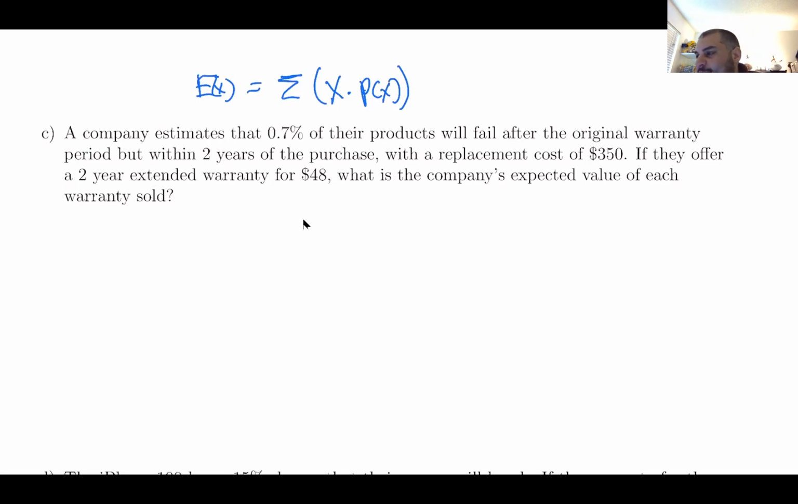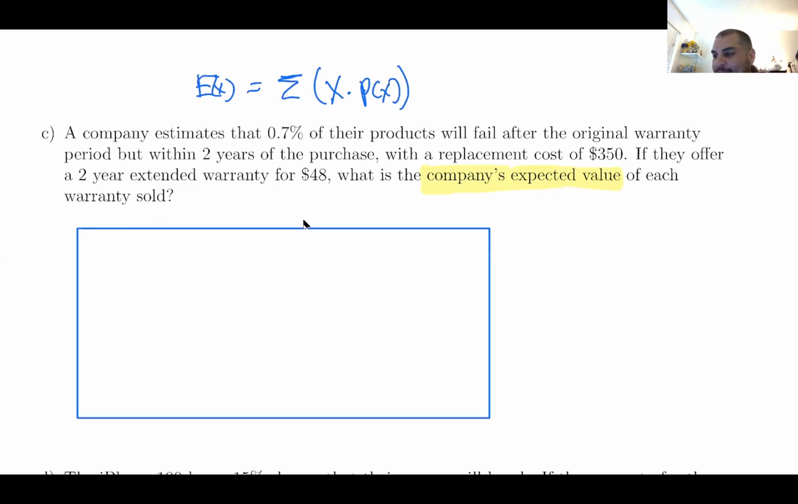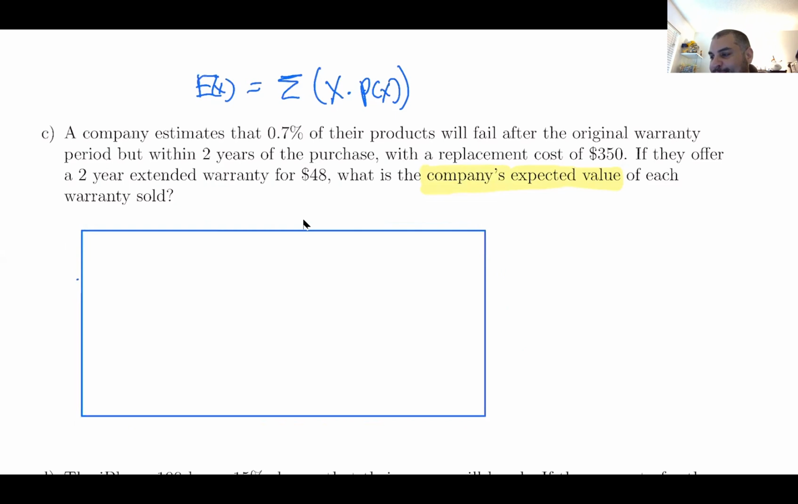The first thing you want to notice is that we want to do this expected value for the company. We don't want to do it for the person buying the warranty. For the company, you do want to see a positive expected value, because positive means they're gaining money. A negative means they're losing money. So for a company, you never want to be in the negative, because that means they're going to be losing money.